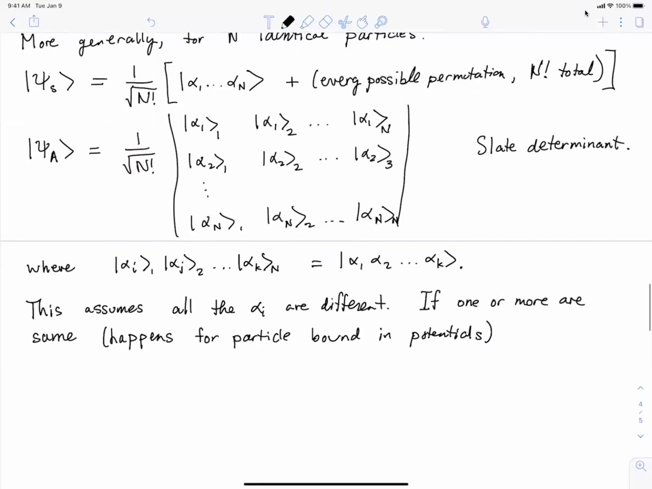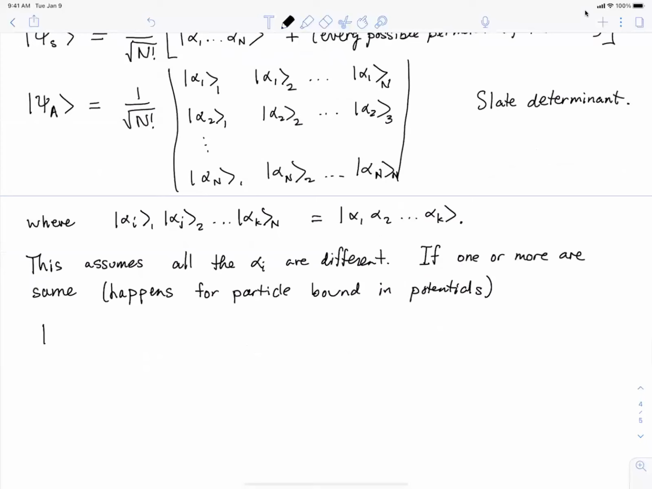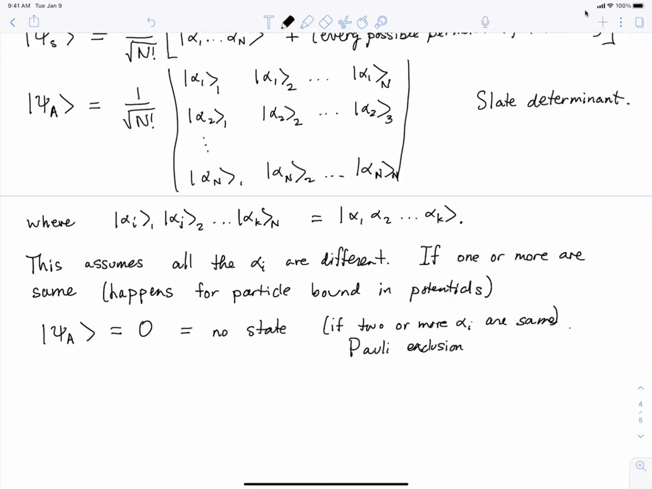Okay, but then if I do that, I find out that the antisymmetric combination as a ket is just 0. And so as a state, it does not exist if any two of them are the same. Okay, so if two or more alpha_i are the same, that's the Pauli exclusion principle again. We often say "in the same state," but what we really mean is with the same complete set of commuting observable labels.